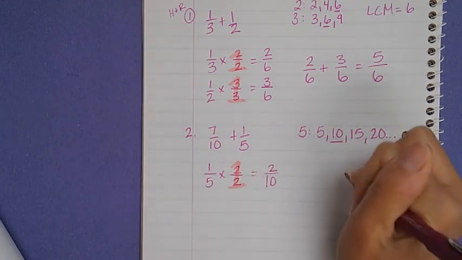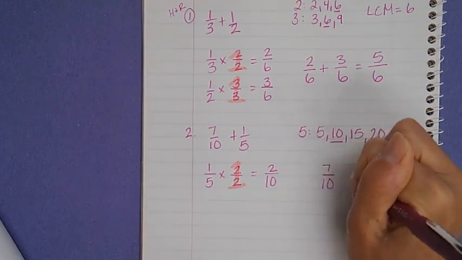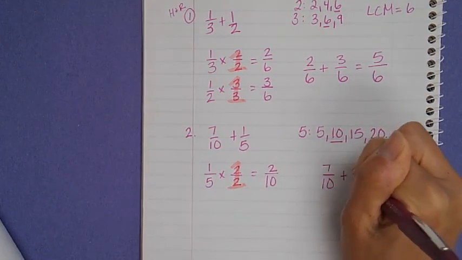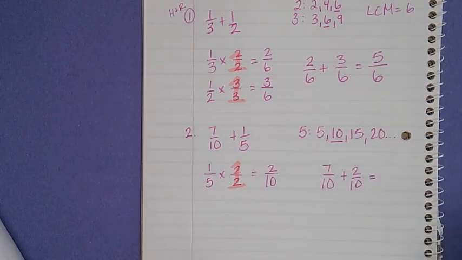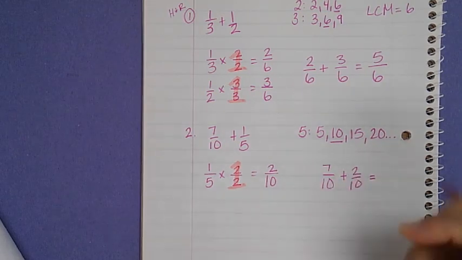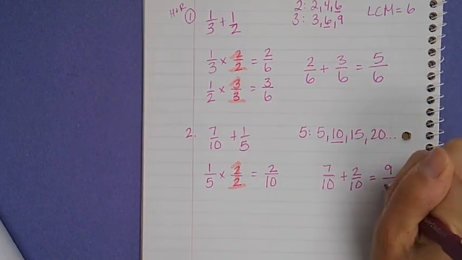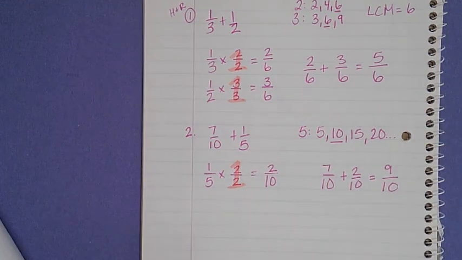I can now add them together. Again, the 7/10 did not change, but the 2/10 now looks like that. I add just the numerators, 7 plus 2 is 9, and the denominator stays the same. So the answer for that problem would be 9/10.